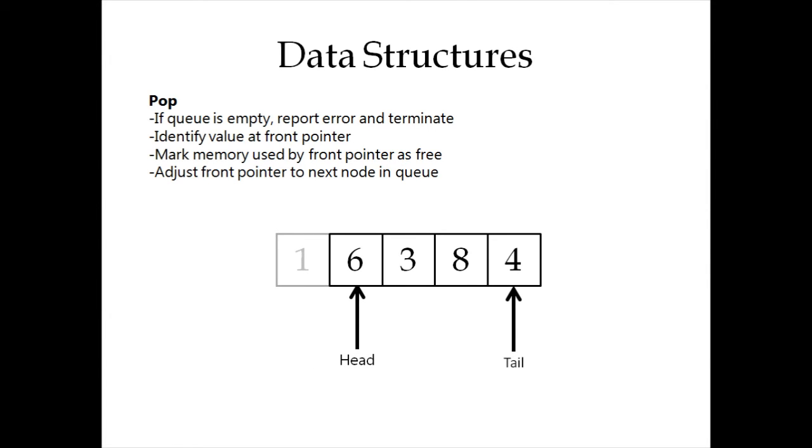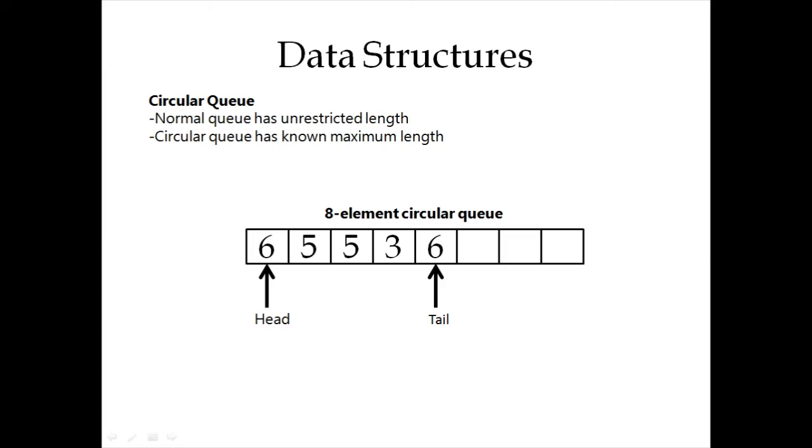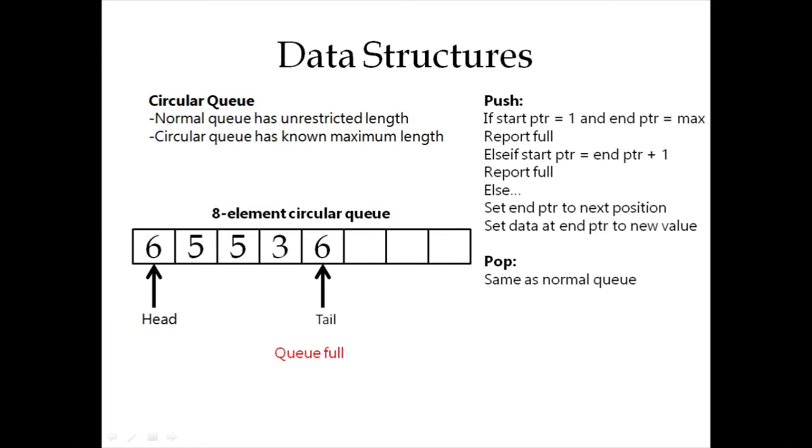A normal queue has an unrestricted length, like a stack. A circular queue has a known maximum length. The push algorithm is shown at the right. When the tail pointer catches up with the head pointer, the queue is then full.